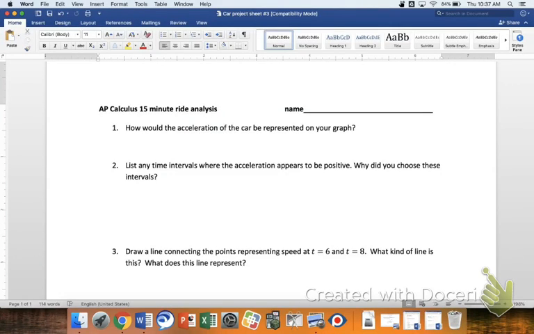On the graph, how would acceleration be represented? I think you could answer this with probably one word. Slope. You are right. So if you look at the slope of your graph, this would be a description of the acceleration of your car.